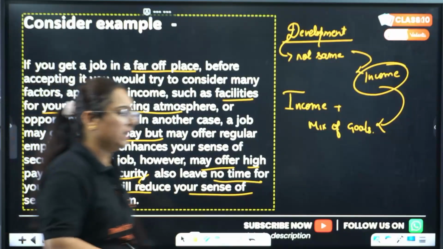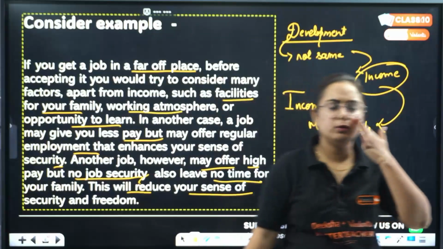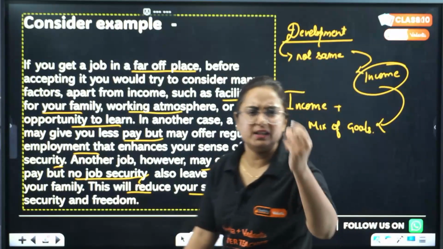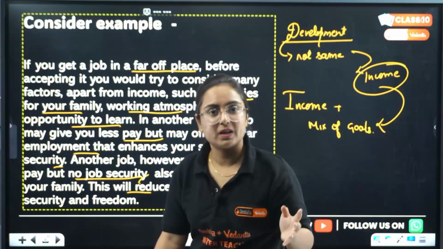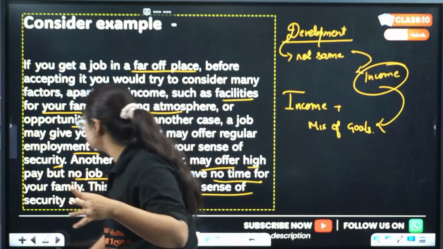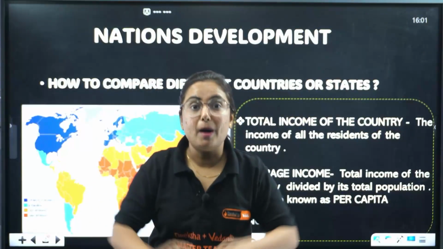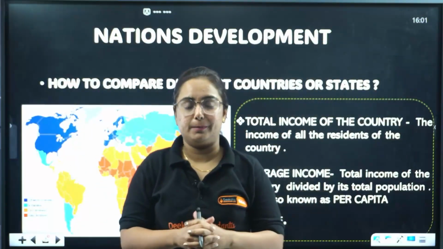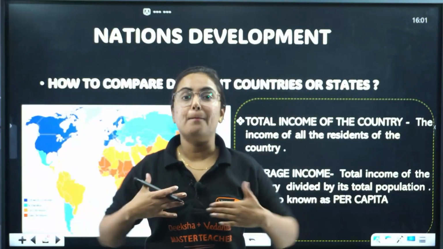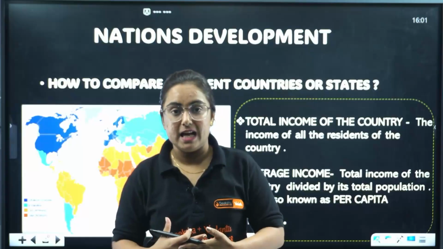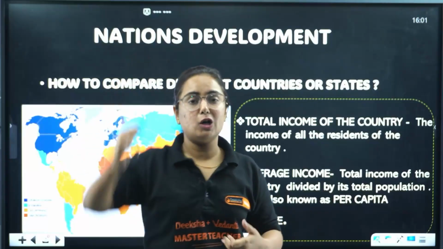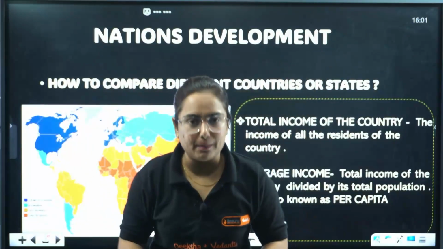Now what are you thinking, that in the entire chapter we will be just talking about development and a single person? No. Why are they making you understand this development? Because now it is time we need to talk about national development. Like I was talking about my development, right? Here it is economics and we will talk about a nation's development.